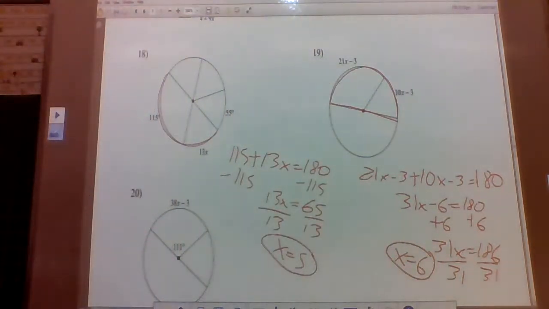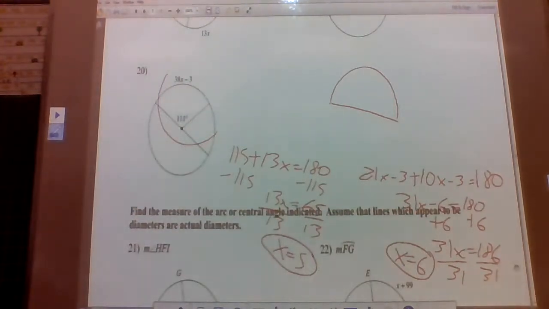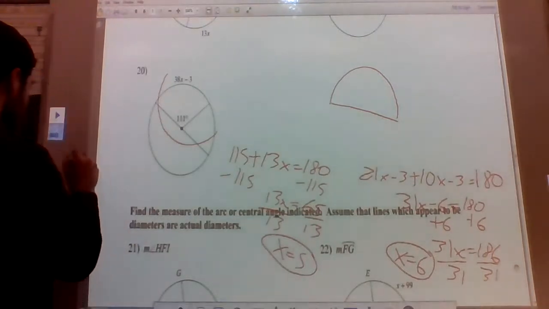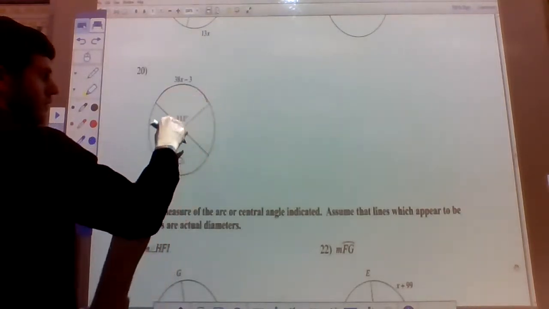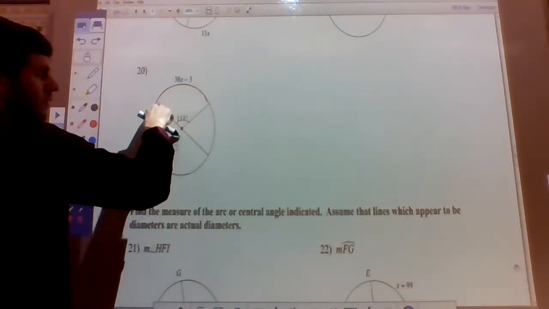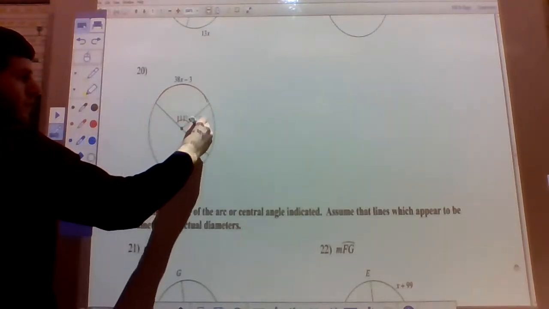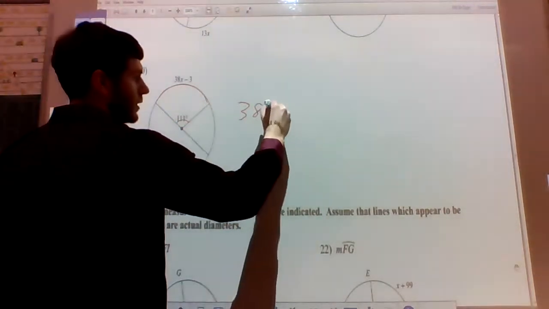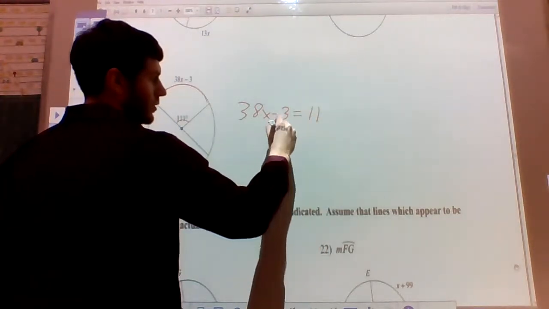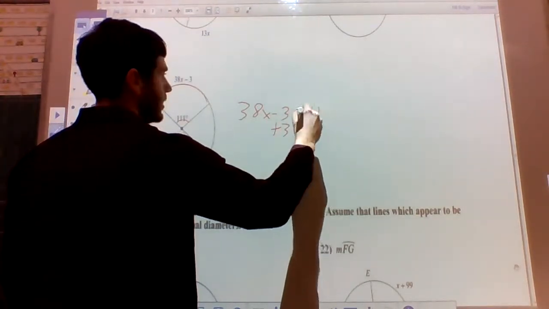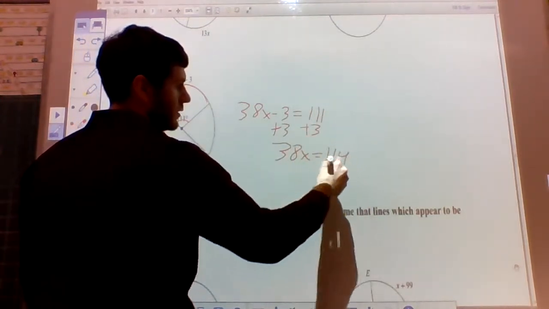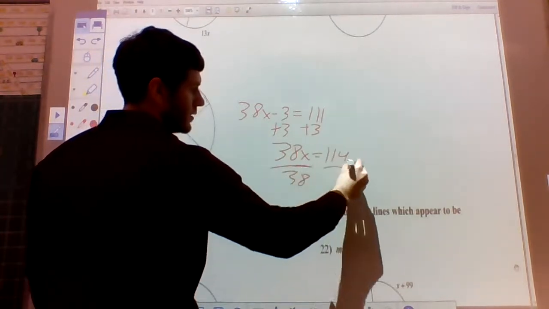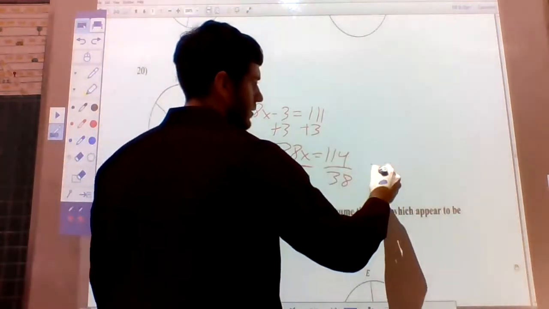Okay. Number 20. This is just like number 17. So this arc right here goes along with the central angle. So this arc right here in red is going to be 111. So we know that 38x minus 3 is going to equal 111. So we add 3 to both sides. 38x equals 114. Divided by 38, and we get x equals 3.